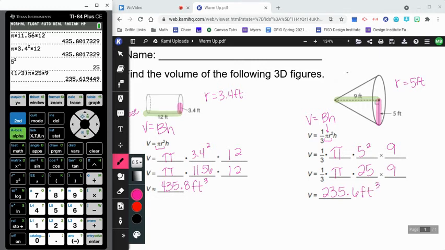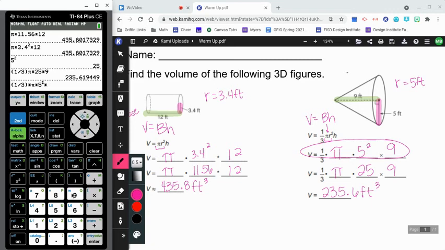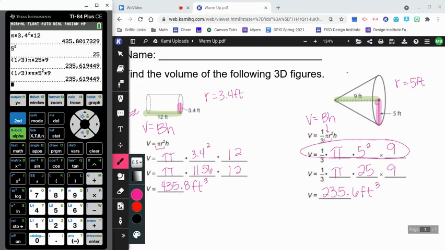So once again, I'm going to show you that as soon as you plug your parts into your formula, you can actually type that immediately into your graphing calculator. So I can type that as parentheses 1 divided by 3, close parentheses to get that 1/3, times pi times 5 squared times 9. And you'll notice we get the same exact answer. It just eliminates the possibility of making an error whenever you square the radius. All right, so that was the warm-up.